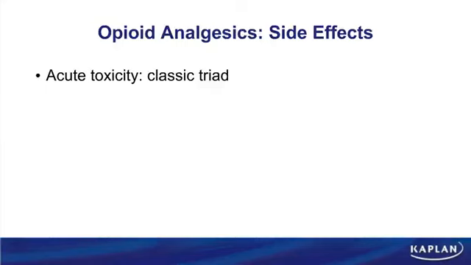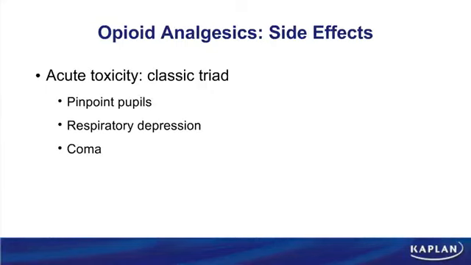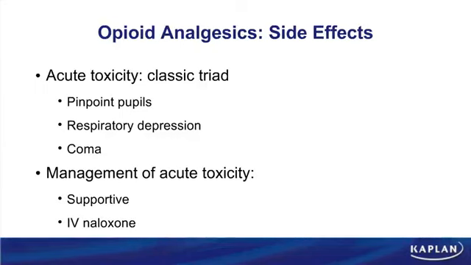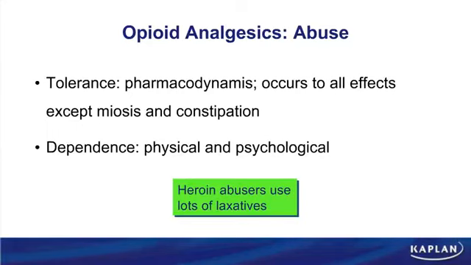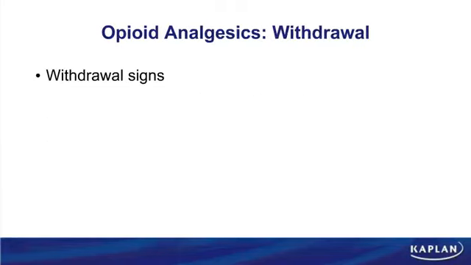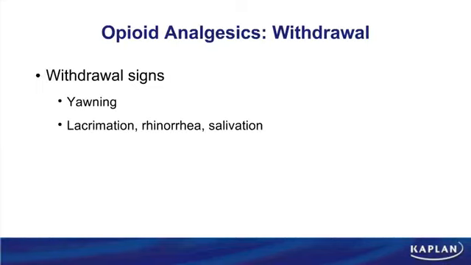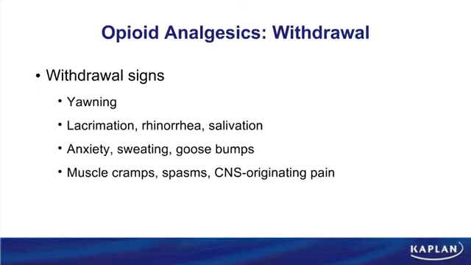Classic side effects for opioids: pinpoint pupils, depressed respiration, and coma. Manage these individuals with supportive care, and as we've discussed, IV naloxone. It's interesting that you develop tolerance to many of the properties of opioids, but you don't develop tolerance to meiosis or constipation. In fact, your heroin abuser will always be using lots of laxatives because they're always going to be constipated. The withdrawal signs of opioids include yawning, lacrimation, salivation, anxiety, and sweating.